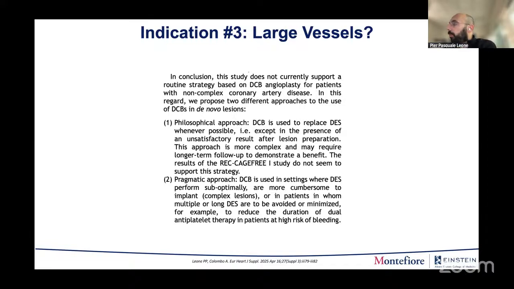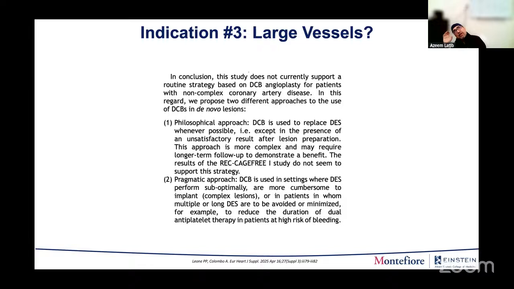Because even though this might not get a difference in outcomes, or DCB may be worse, it might mitigate the effect whenever we want to see actual lesions where we think that DCBs are actually better. So if we target long lesions, complex bifurcations, maybe also chronic occlusions, I think there's much more room there to actually see the effect of DCBs in this situation.